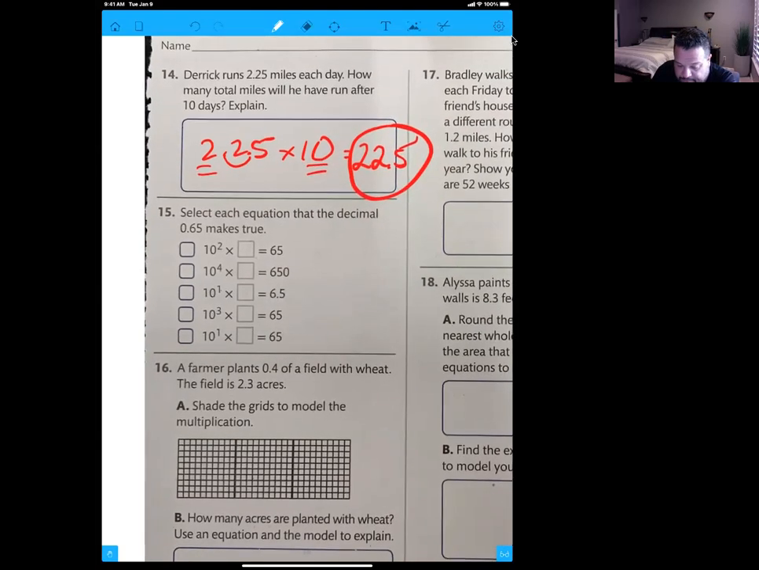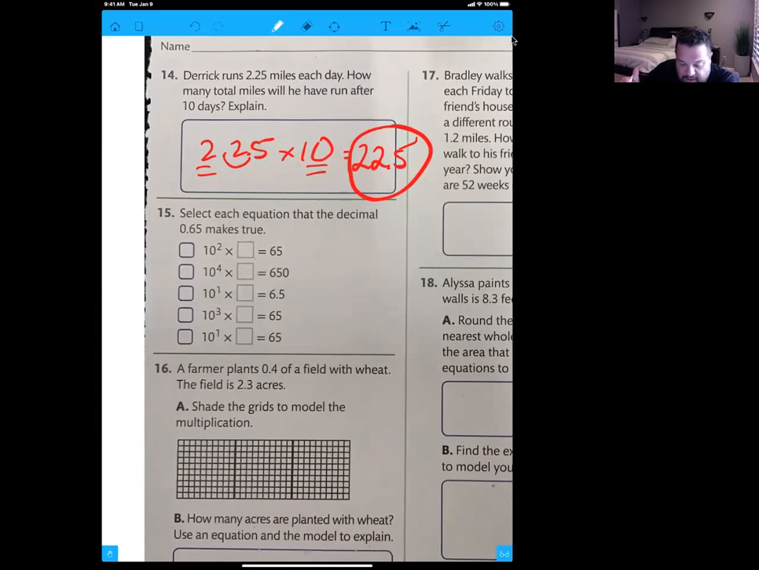Look at number 15. I literally wrote this one out of my paper and it says, select each option that makes 0.65 would make it true. So I wrote 0.65 at the end of all of these, because that's what I'm multiplying by, right? Now I'm just going to move the decimal however many spots it says here. So that would be 1, 2. That would give me 65. That's one of the answers. This one says 4. Well, I already know from the 2 it isn't going to work, right? 1, 2, 3, 4. The answer to this needs to be 6,500. That's not going to work.